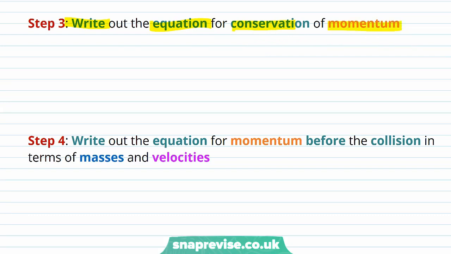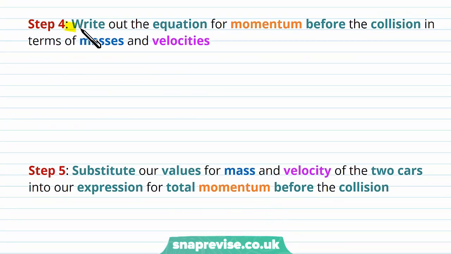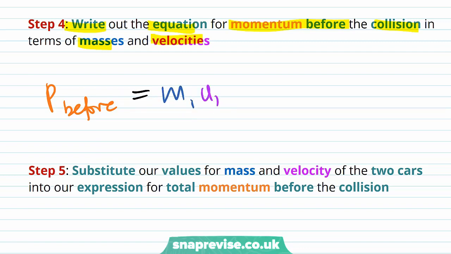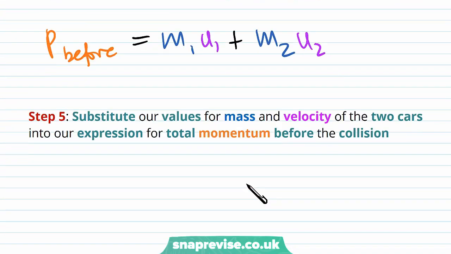So we know that for momentum to be conserved when no external force is acting on the system, the momentum before equals the momentum after the collision. Our fourth step is to write out the equation for momentum before the collision in terms of masses and velocities. So the momentum before the collision is just going to be the sum of the individual momenta of each car. So it's going to be m1 times u1, the momentum of one car, plus m2 times u2, the momentum of the other car. And this is because momentum is given by mass times velocity.